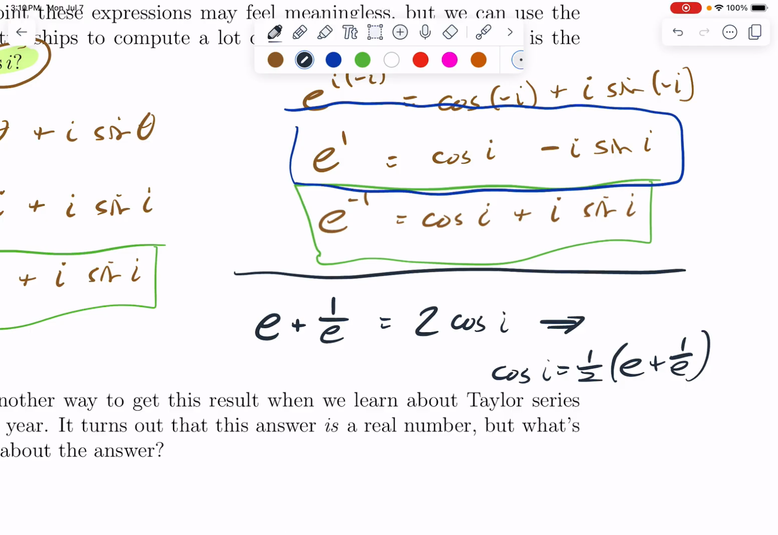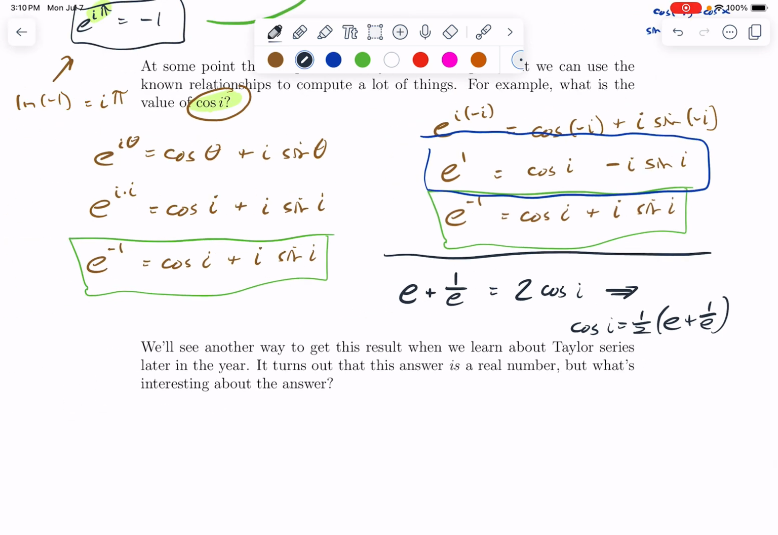We can't really make sense of that in terms of angles in the unit circle, but we've deduced that if we are going to attempt to extend functions like sine and cosine to non-real numbers, this is the value that we will get. There's another way we can get this with Taylor series, which is something we'll be looking at down the road.